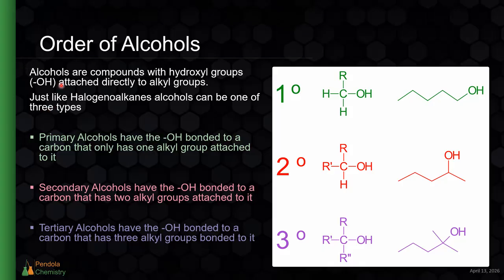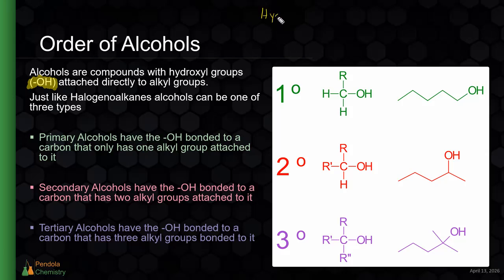Now, before we get into that, let's redefine what an alcohol is from back in chapter 14. Alcohols are going to be compounds with a hydroxyl group. Now, remember that the hydroxyl group is different than the hydroxide ion. The hydroxyl group is going to be the OH group when it's attached to an alkyl group, when it's attached to a carbon, essentially.